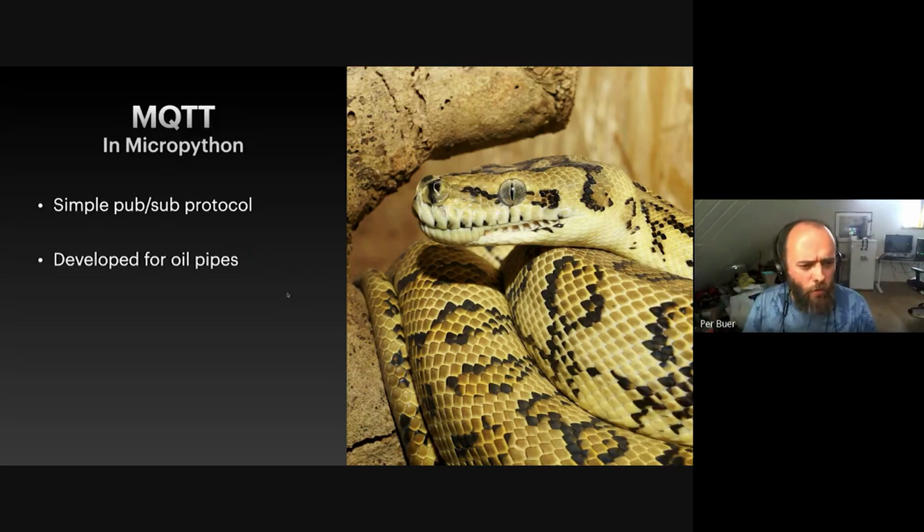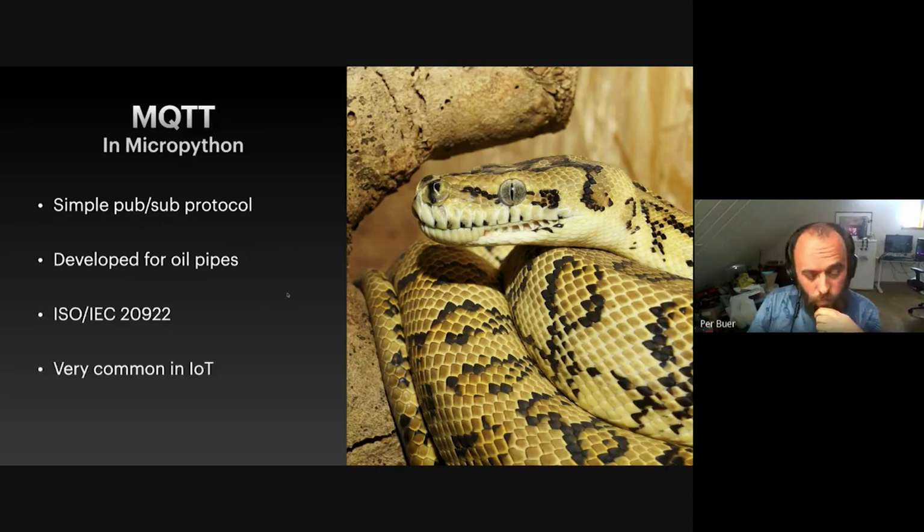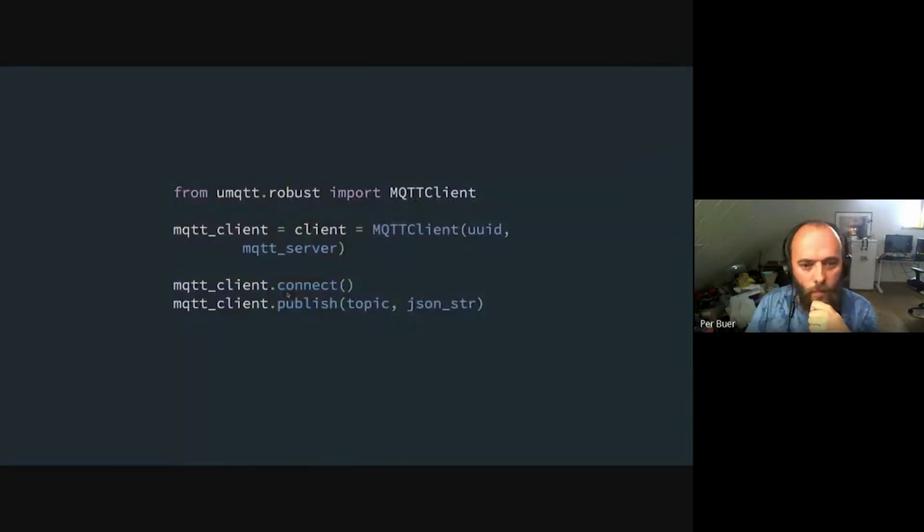It was developed for oil pipes. It's also an ISO standard, super common in IoT. Payload is typically JSON. There's a library which I think ships with MicroPython, umqtt.robust, which is pretty simple. The difference between robust and simple is that robust will reconnect if it loses connectivity. So you probably want to use that.